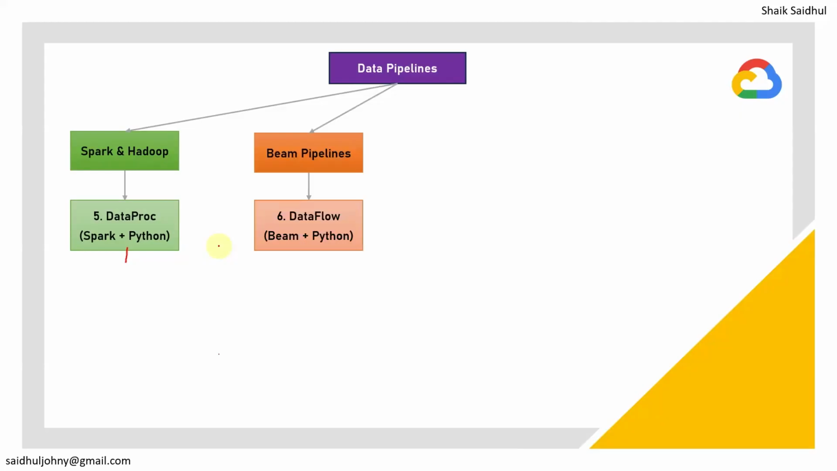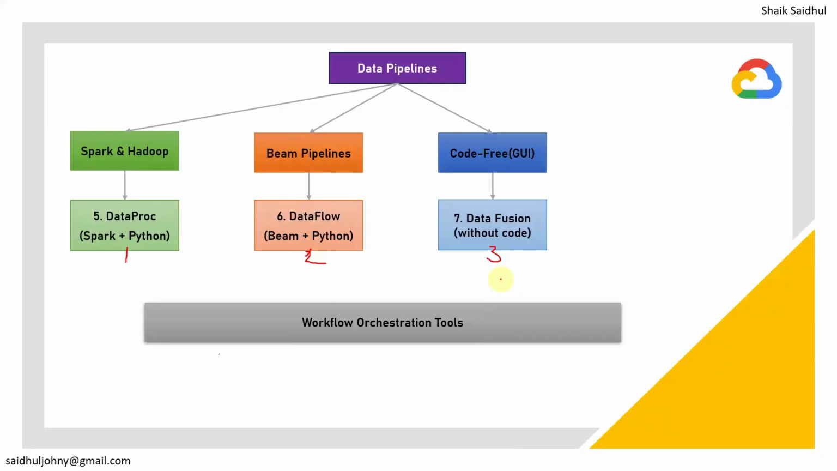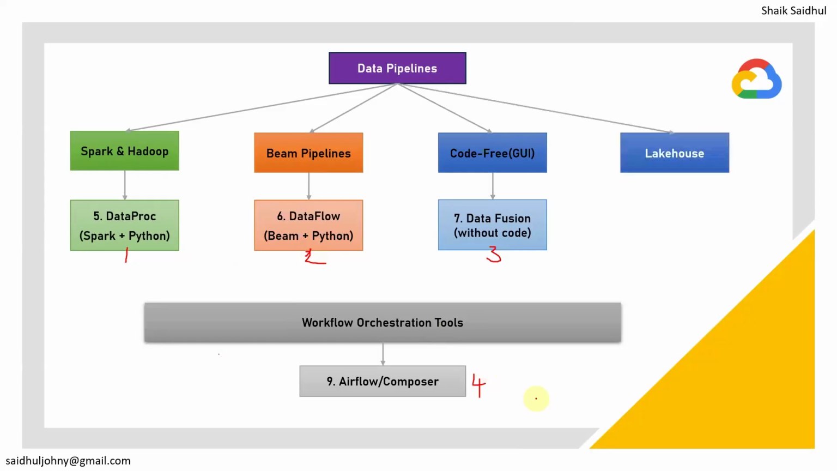Second one. And here we are going to see code-free pipeline creation, that is Data Fusion, 3. Workflow orchestration, here we are going to cover Airflow, 4. From the last 3 batches, we are covering the Lakehouse platform, Databricks also, that is 5. So these are the 5 data pipeline or orchestration services that we are going to cover.